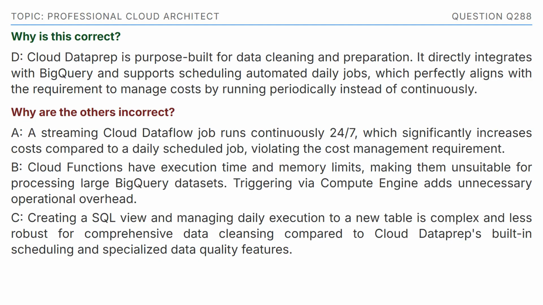Why are the others incorrect? A. A streaming Cloud Dataflow job runs continuously 24/7, which significantly increases costs compared to a daily scheduled job, violating the cost management requirement. B. Cloud Functions have execution time and memory limits, making them unsuitable for processing large BigQuery datasets. Triggering via Compute Engine adds unnecessary operational overhead.